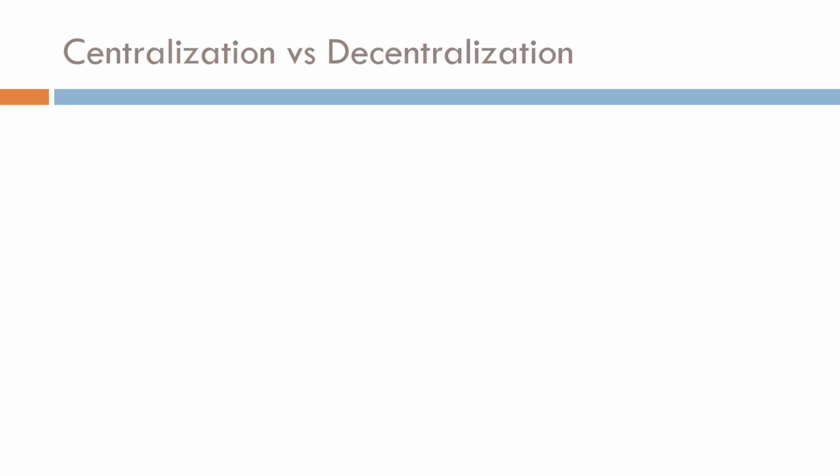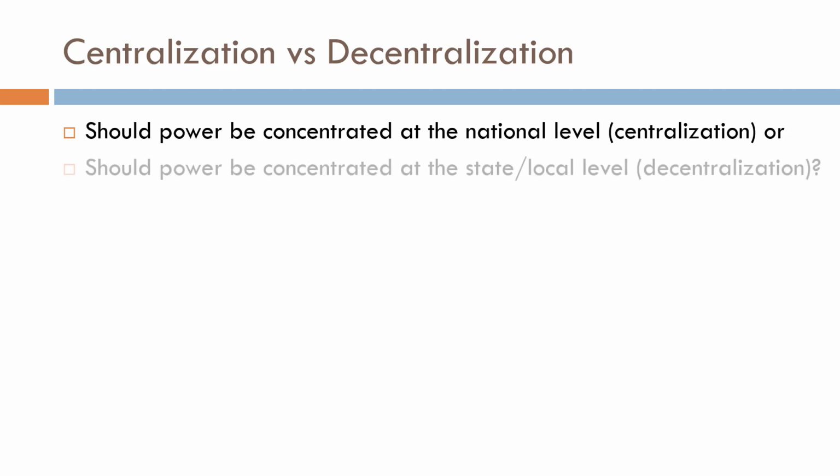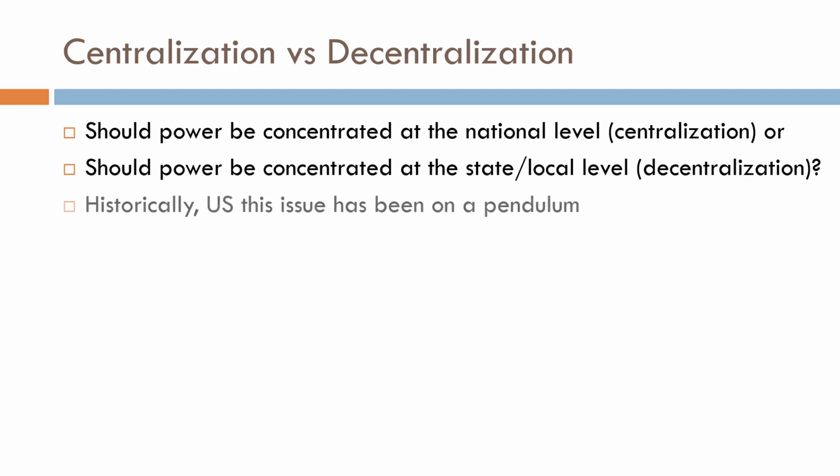Okay, one of the biggest issues when it comes to systems of transfer involves centralization versus decentralization in terms of power. So the question is, should power be concentrated at the national level, which is centralization, or should power be concentrated at the state or local level, which is decentralization?